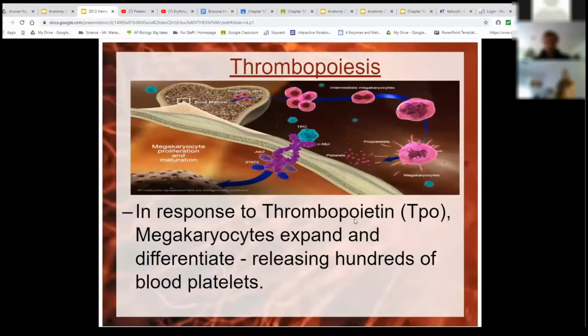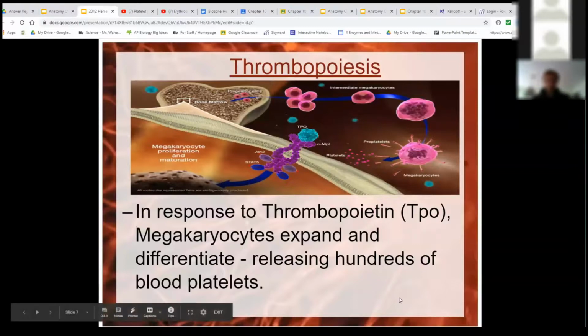Okay, did anybody catch how long platelets last in your bloodstream? I think it said 5 to 10 days. Yeah, good. So about a week they'll last. And if there's a cut, your injured cells will release chemicals that attract platelets, which will release other chemicals that attract other platelets. So that's all part of the blood clotting process.